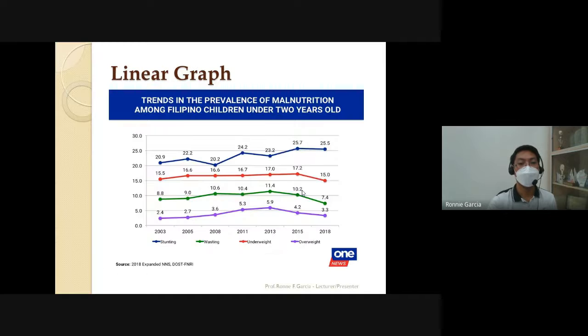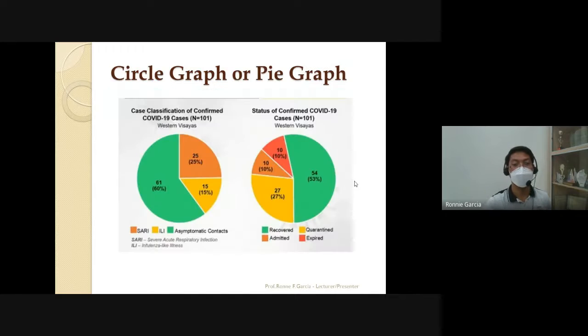The bar graph, the linear graph. Here you can see whether it went up or down. In this linear graph, you can see the trend, whether it goes upward or downward. So, trends in the prevalence of malnutrition among Filipino children under 2 years old. Here you can see stunting, wasting, underweight or overweight. It's a good thing you saw the underweight at the bottom. So stunting is higher, then wasting and underweight.